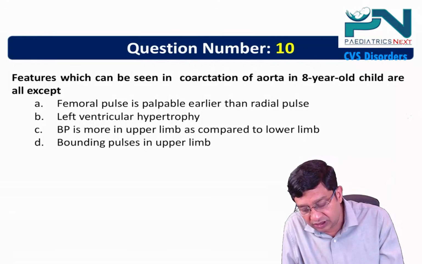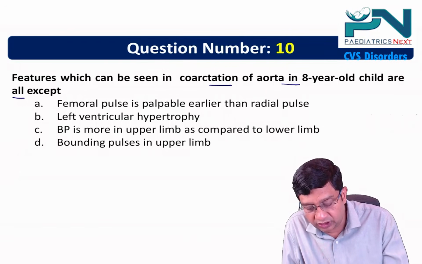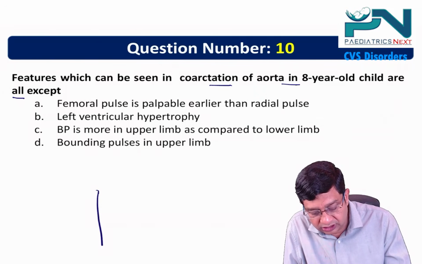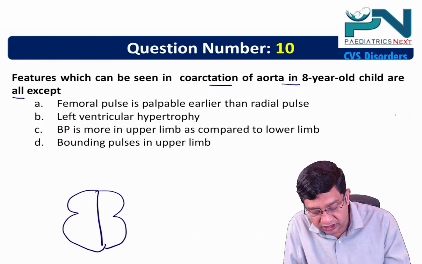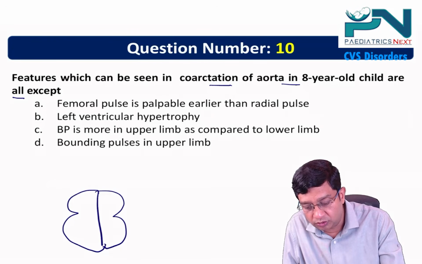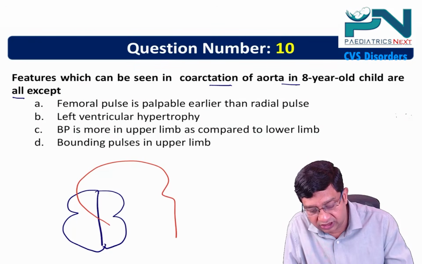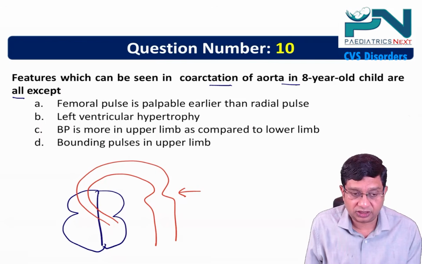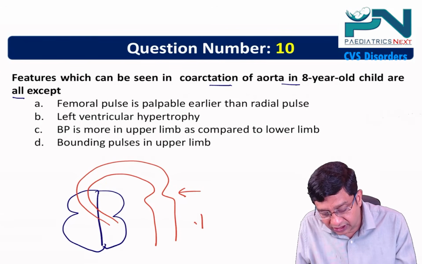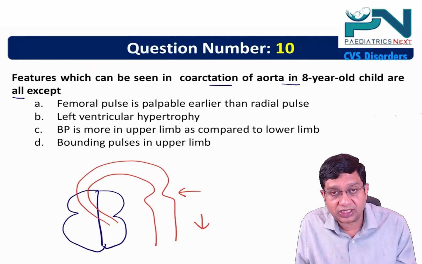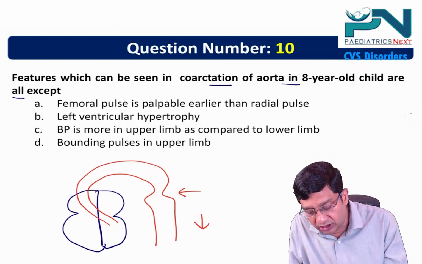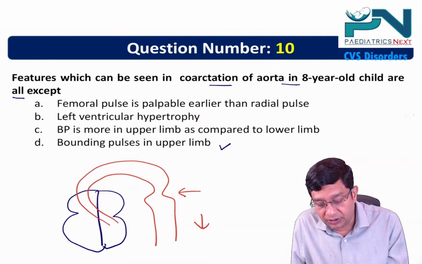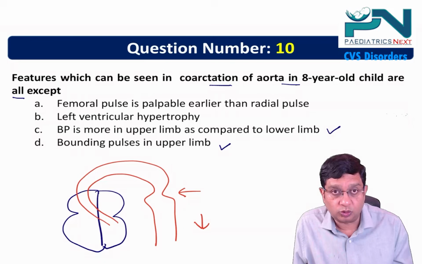Features which can be seen in coarctation of aorta in an 8-year-old child. Now, if you particularly see in the coarctation at 8 years, that means it is mild to moderate. So, let us suppose this is the coarctation which is here. What is happening in this condition? The lower limbs are getting less blood. Upper limbs are getting more blood. So, there are bounding pulses in the upper limb. BP is more in the upper limb as compared to the lower limb.